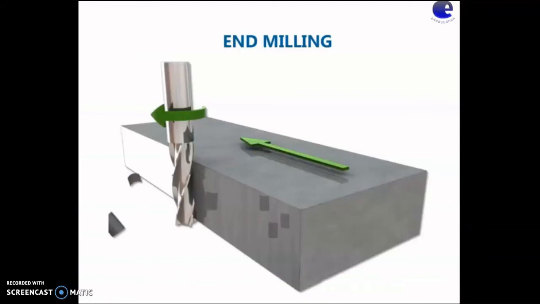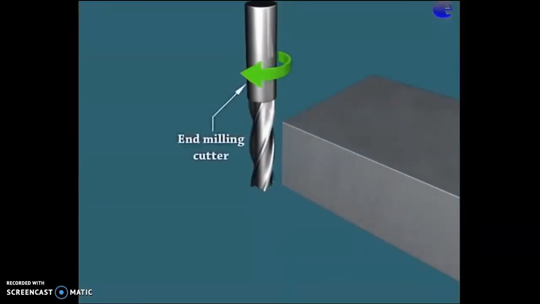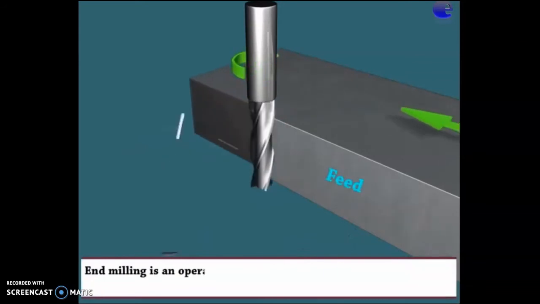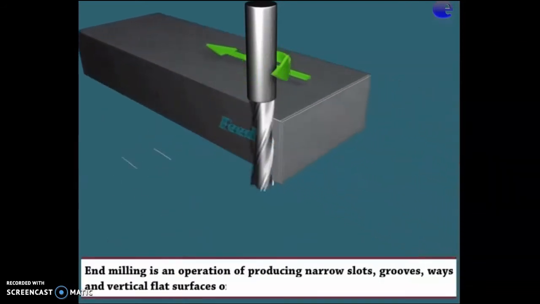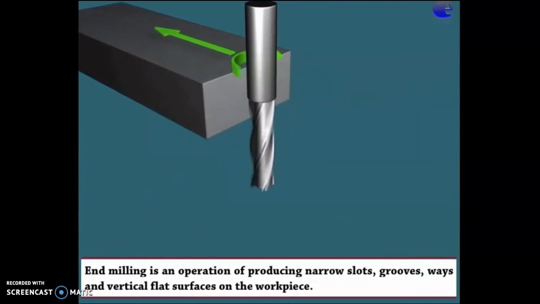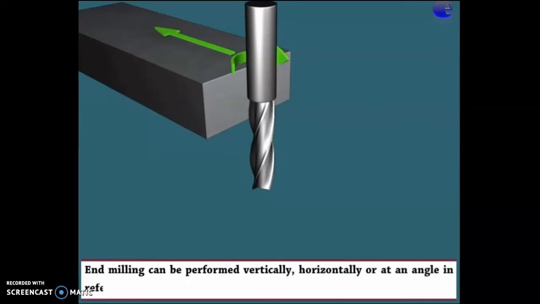Next is end milling. Here is an end milling cutter, the workpiece, and its feed. End milling is an operation of producing narrow slots, grooves, ways, and vertical flat surfaces on the workpiece. End milling can be performed vertically, horizontally, or at any angle in reference to the table.